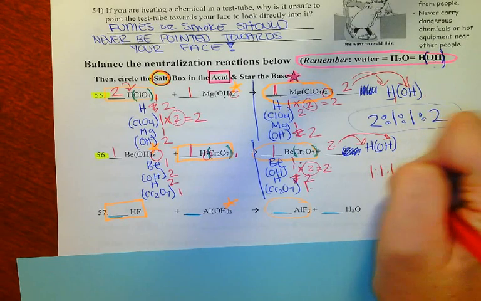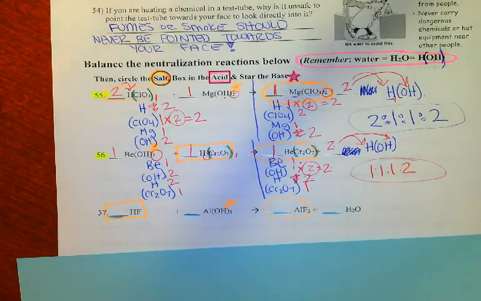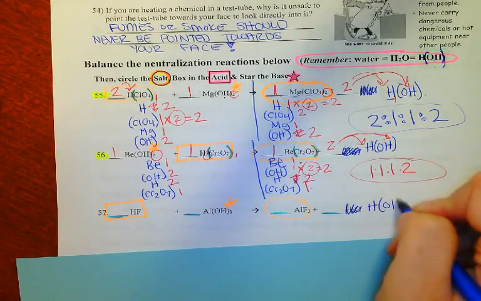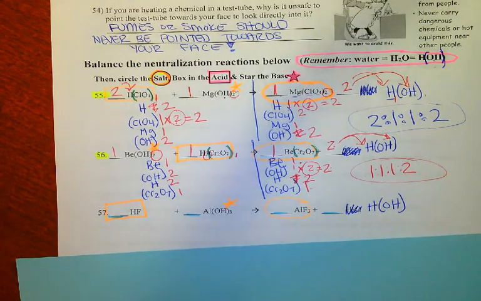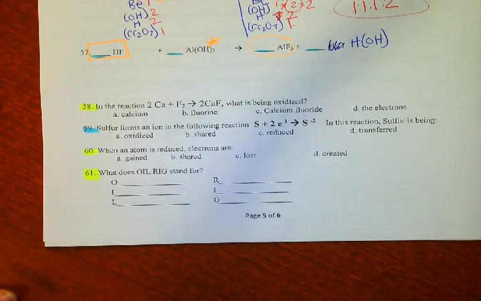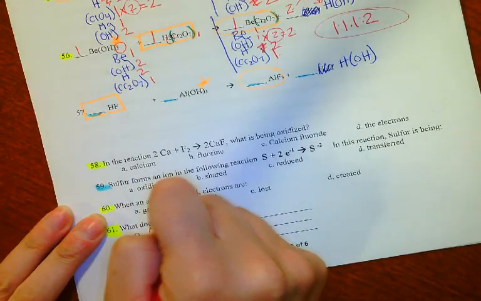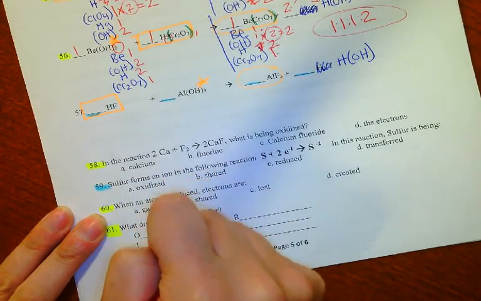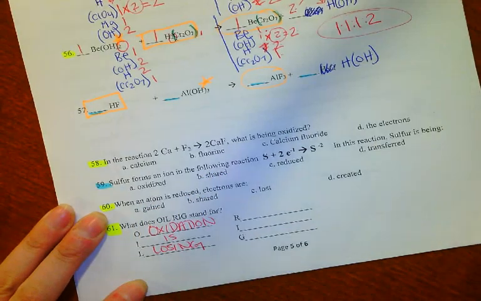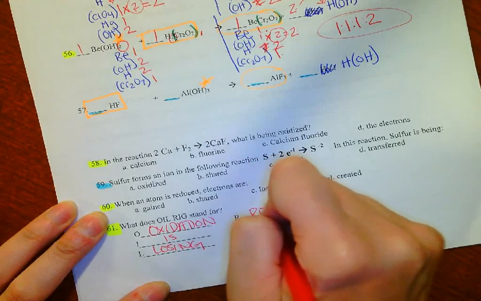Balancing. Okay, do number 57 on your own, but remember to pull your water apart into the ions, like that. Good luck. Alright, we talked a little bit about OIL RIG, oxidation and reduction. So what does OIL RIG stand for? It stands for oxidation is losing electrons, and reduction is gaining electrons.